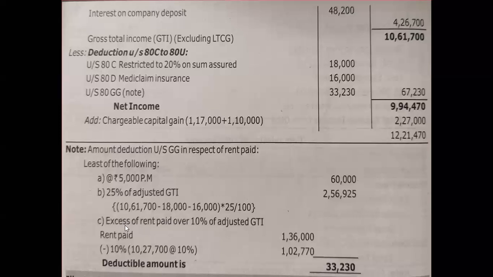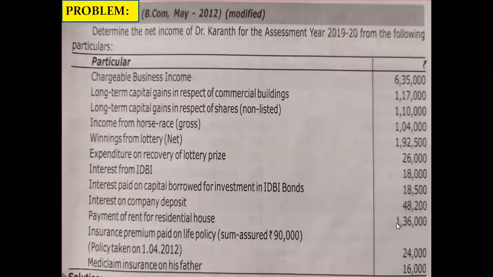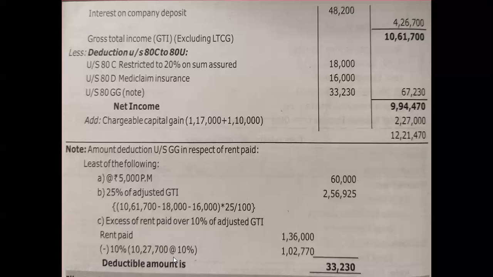Next, third one, rent paid minus 10% of adjusted gross total income, whichever is less. So rent paid is 1,36,000 minus 10% of adjusted gross total income. He has paid the rent amount of rupees 1,36,000. From that, we need to minus the 10% of adjusted gross total income. So adjusted gross total income, that is 10,61,700 minus 18,000 minus 16,000. So balance amount is 10,27,700 into 10%, so 1,02,770. The balance amount is 33,230.